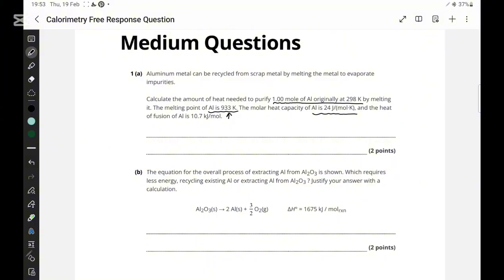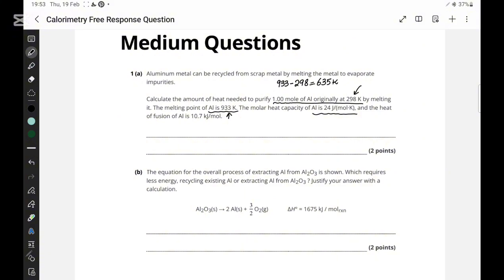How are we going to do that? The original temperature was 298, and first we need to find the difference. The difference of temperature is 933 minus 298, which comes out to be 635 Kelvin.